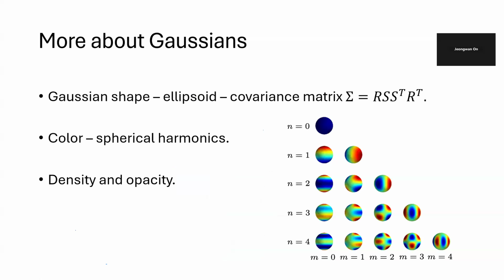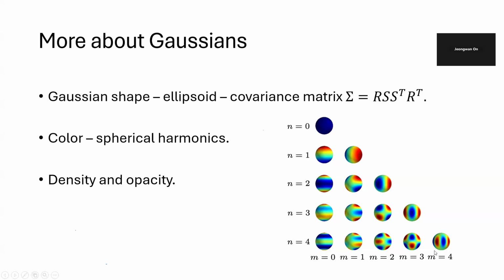Okay, so to represent a Gaussian, we need to know its mean, the point where it is located. We want to know its shape. Gaussians are ellipsoids, and they are represented by a covariance matrix, which is just the rotation multiplied by scale. So first we stretch them in different directions by scale, and then we rotate them in space. So this is just linear algebra here. Also, some structures in space can have different colors from different angles. We also want to do this with Gaussians. So we will use spherical harmonics for this.